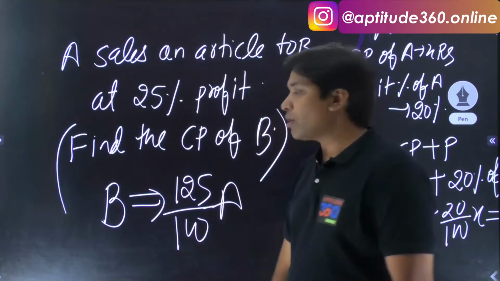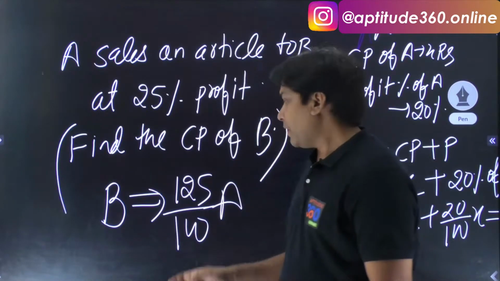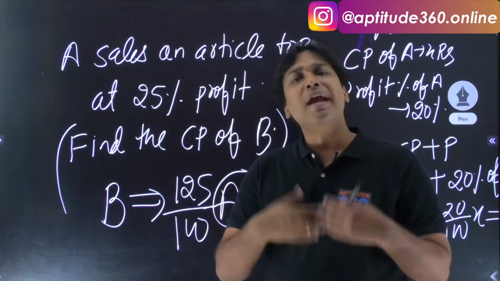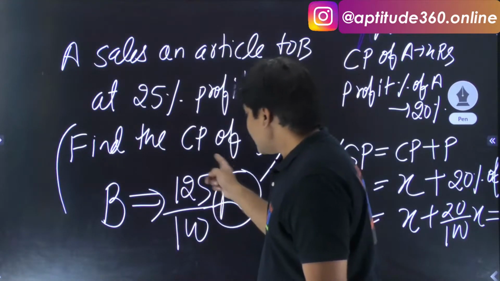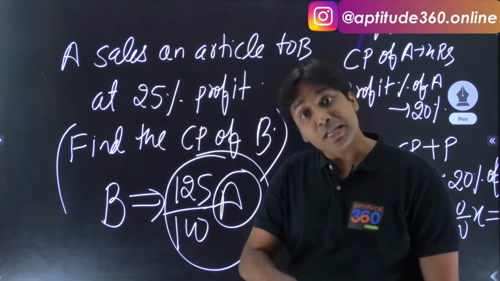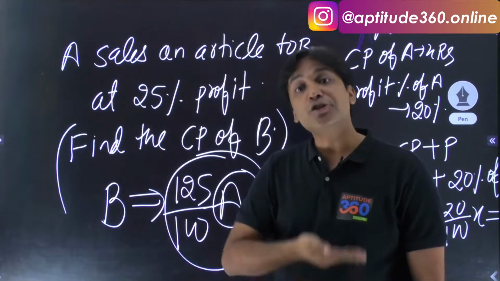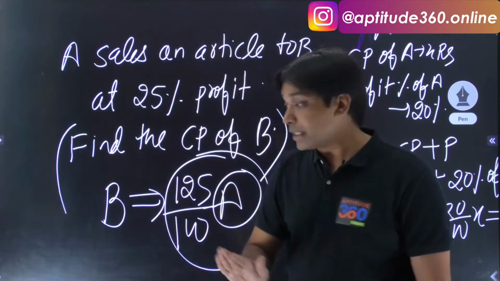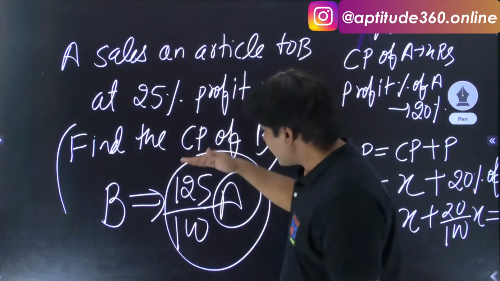Did you understand this logic? If the CP of A remains A, then the selling price of A is going to be 125 by 100, because it is increasing by 25%. So in the numerator you should have 125, and in the denominator let it be 100. So this value becomes 125 by 100.